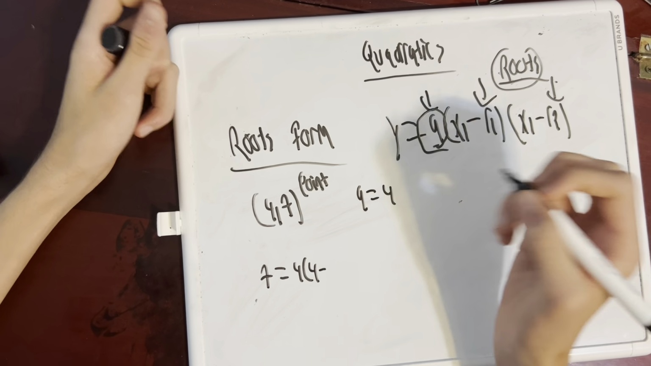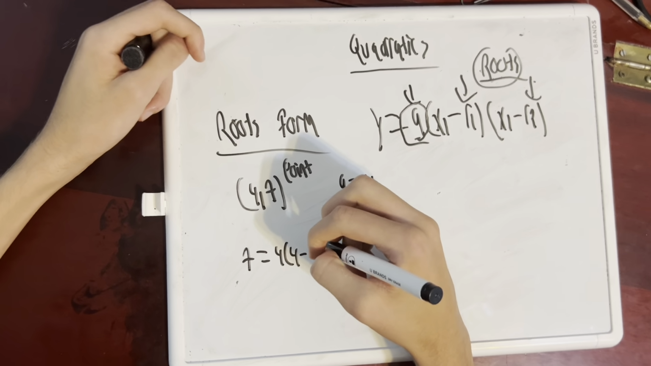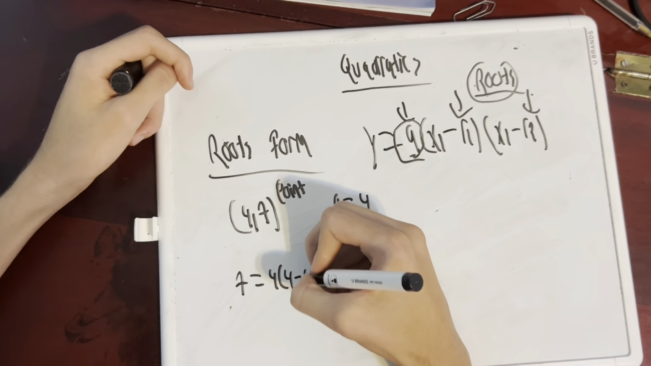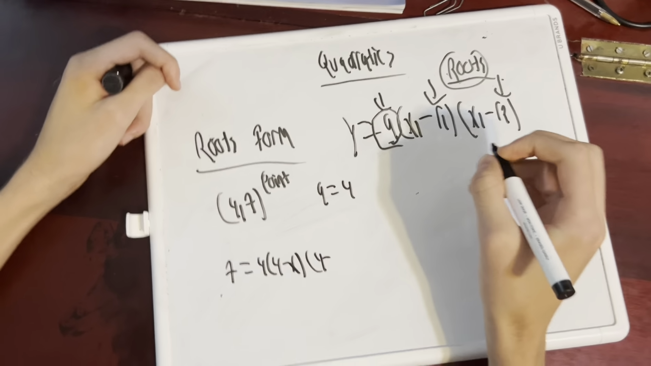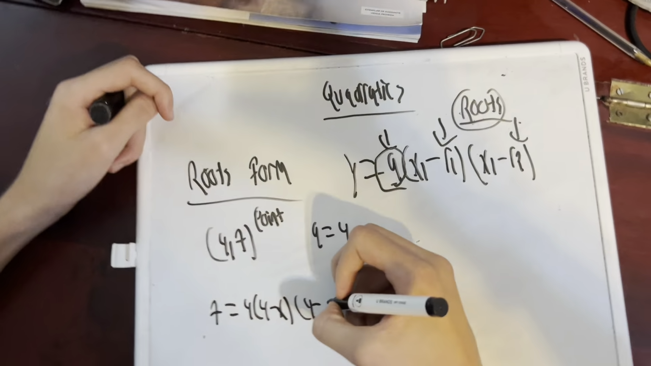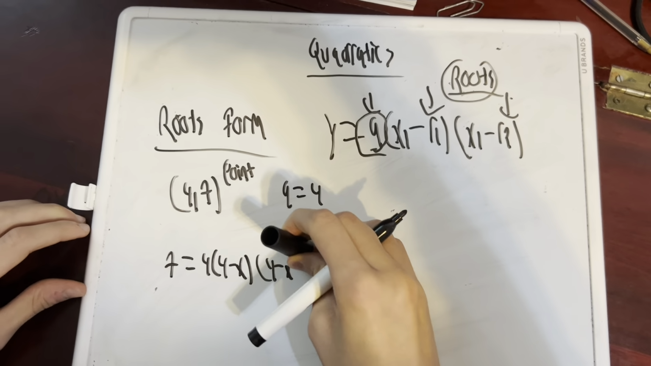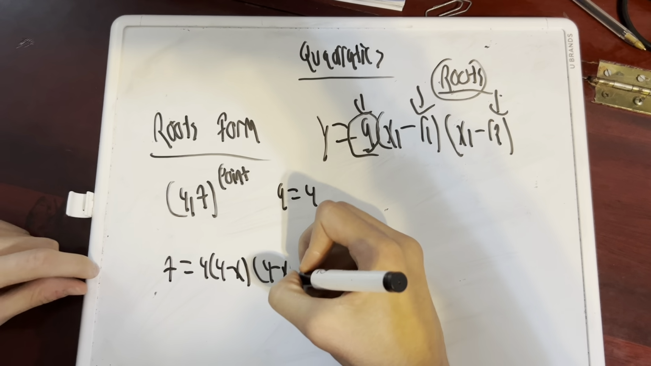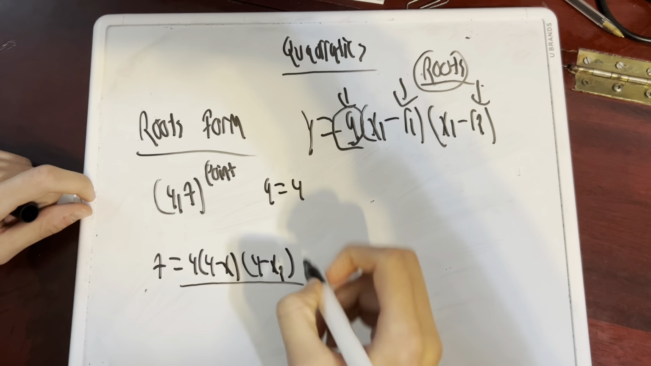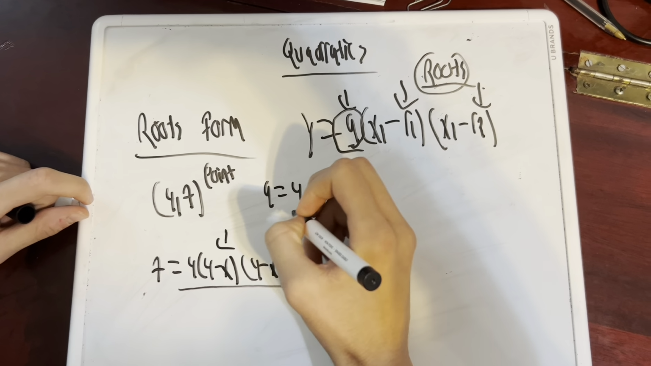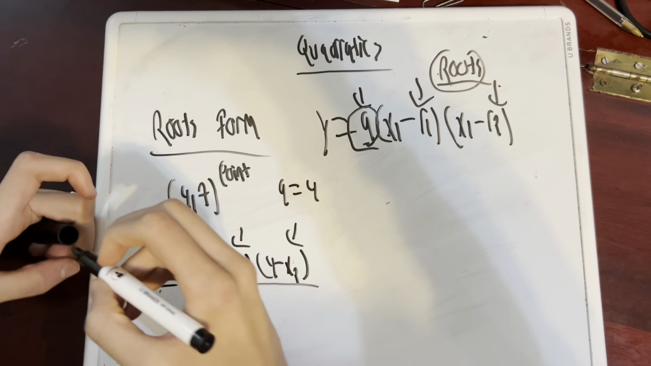4 minus roots. Well, we don't know the roots. We need to solve the roots. So the roots would be the x, and then that's being multiplied by our 4 minus our second x, so x2. This is going to be the form. Your root would be a variable, your other root would be a variable. You would have your 4, you would have your y.